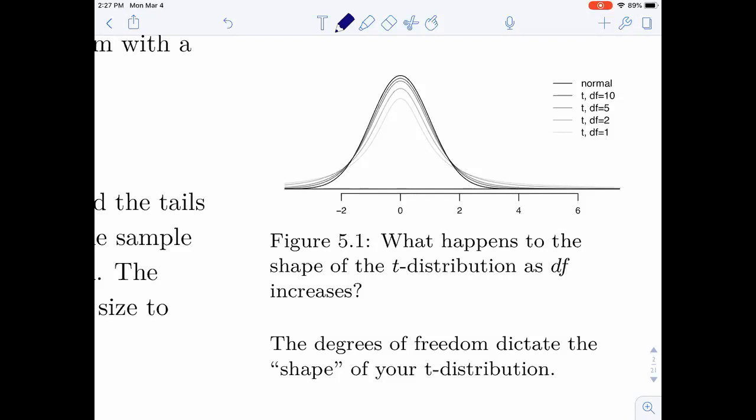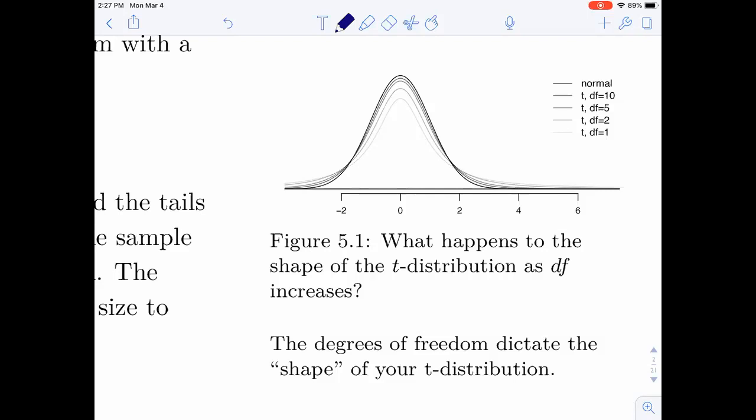the Z curve. Right? And what we see here is, if we have a degree of freedom of 1, we have a sample size of 2, right? Because our degrees of freedom is your sample size minus 1. So here we're looking at a sample size of 2. That's the faintest line. I know it didn't print that great. And so that one is going to be the one with the thickest tails.